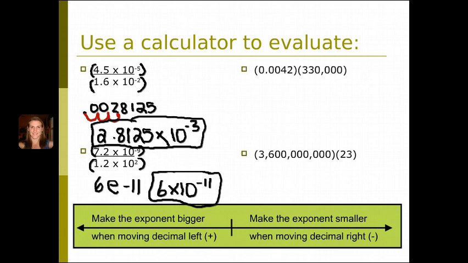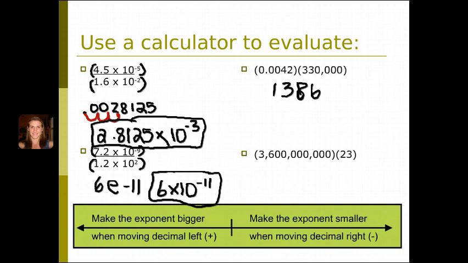Okay, for this example, we're going to put this into the calculator just as we see it with the parentheses. So parentheses 0.0042, close your parenthesis, open up another parenthesis, and put 330,000. You get an answer in your calculator that looks like this: 1,386. That is the answer. However, you may be asked to put it into scientific notation.